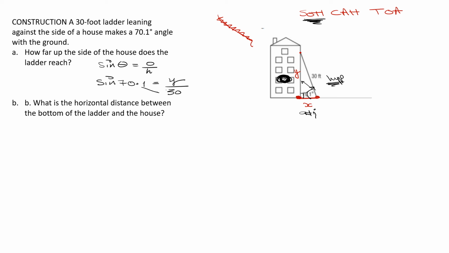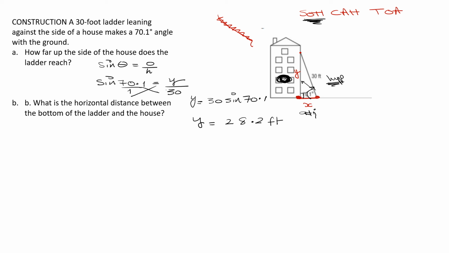Now cross multiply. So y times 1 gives me y equals 30 times sine 70.1. Write it down in the calculator and make sure that the calculator is in degree mode. I keep repeating this so that you don't make the mistake. So the answer is 28.21, or 28.2 feet.